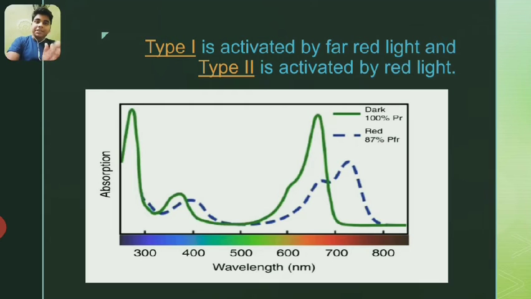So here you can see in this picture the absorption rate and the wavelength of light, and you can see the two forms of phytochrome, PR form and PFR form. So PR form, which is type 2, is activated by absorption of red light, and PFR, which is type 1, is activated by absorbing far red light.